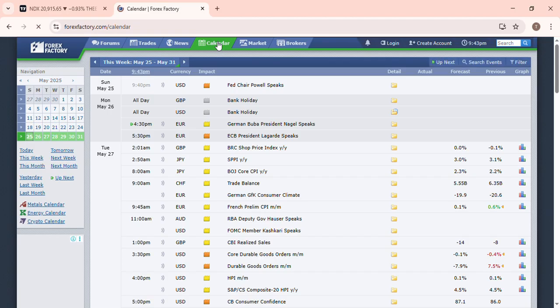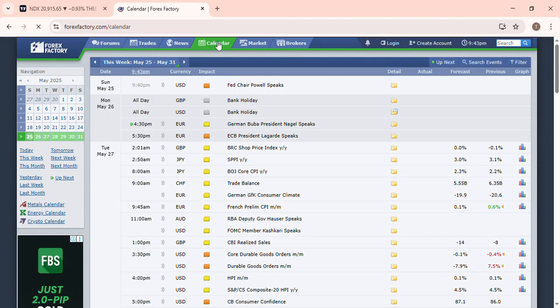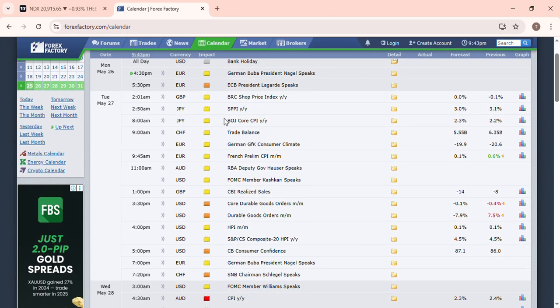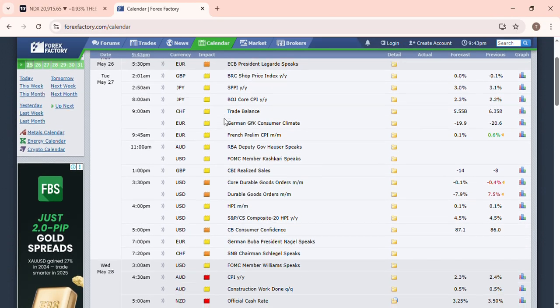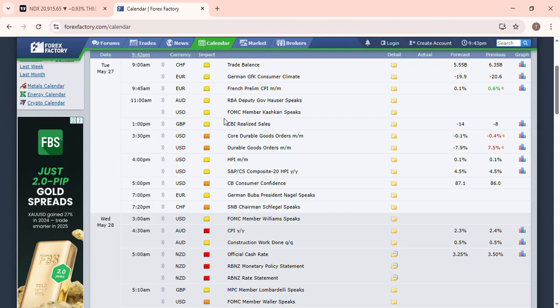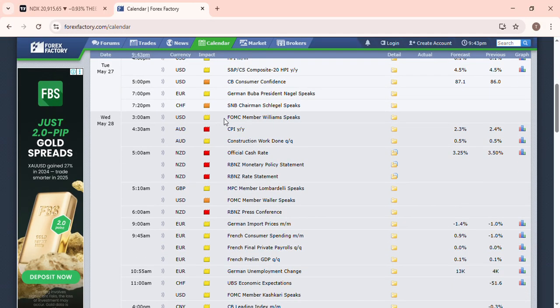Tomorrow being Monday, we're going to have a bank holiday in the UK, so trading the pound related pairs is going to be very risky. The same applies to the US. We are going to have a bank holiday as well, so tomorrow it's a good day for you to continue backtesting and doing some other things. Going to Tuesday, I can't see any major news on Tuesday, so we go to Wednesday.